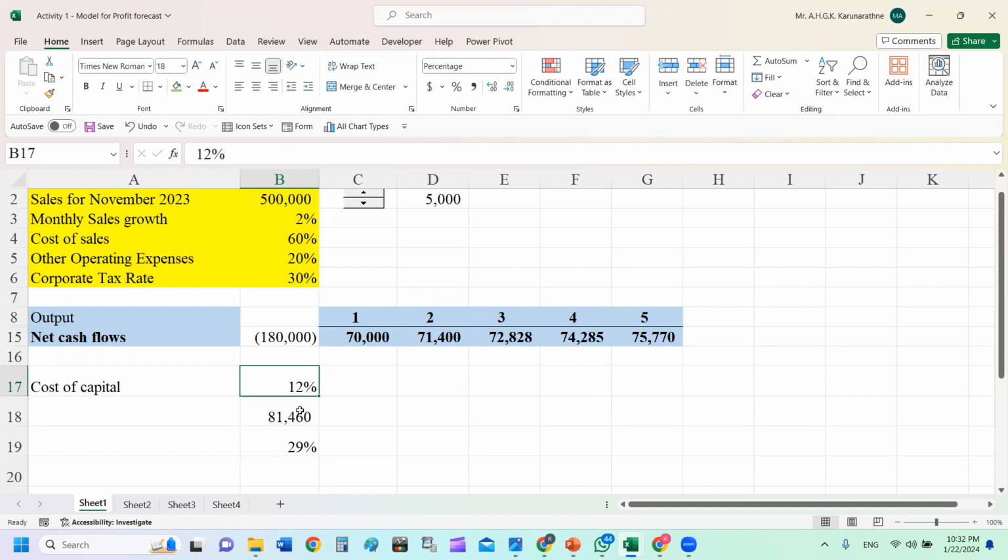If you compute the NPV using the IRR instead of 12%, your NPV should become zero. When you substitute 29%, the NPV becomes zero. Again, this is the NPV at the cost of capital. At 29%, NPV becomes zero because we use the IRR as the cost of capital.